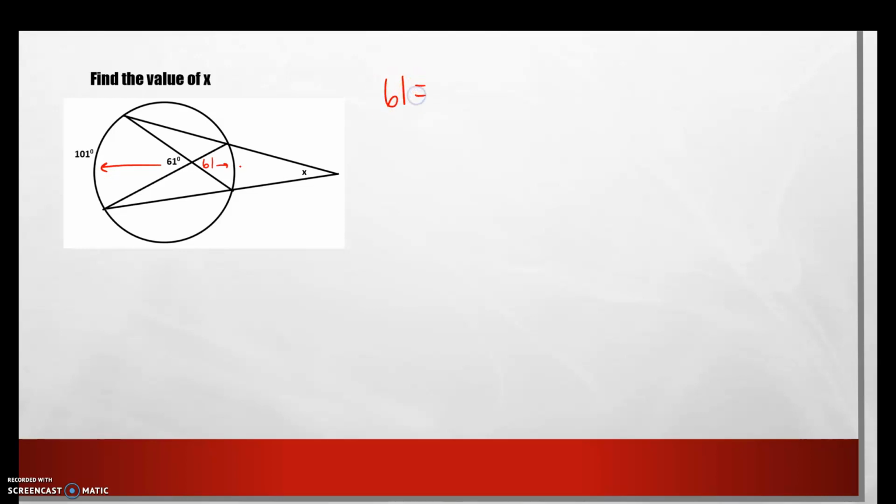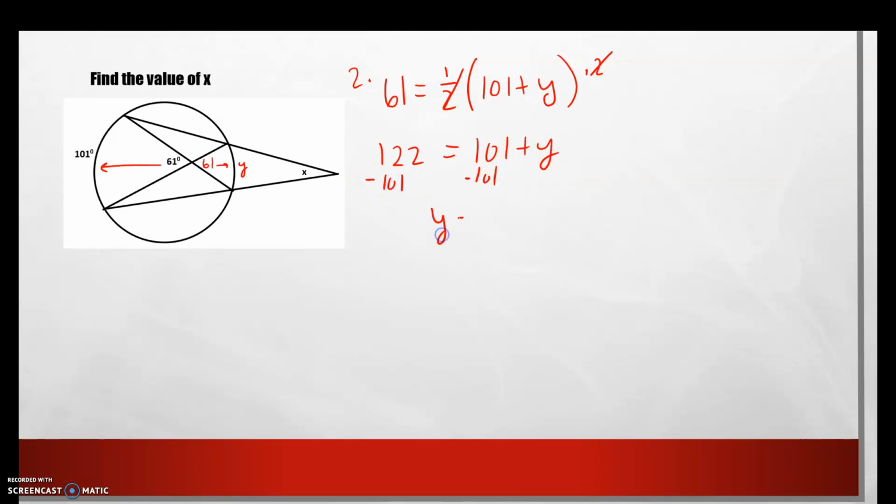61 is going to be equal to, I'm going to call this guy y, 61 is going to be equal to 1/2 of 101 plus y. Here, I'm going to multiply both sides by 2. So I'm going to get 122 is equal to 101 plus y. And subtracting 101 from both sides, I get y is equal to 21. So right here, this guy is going to be 21.